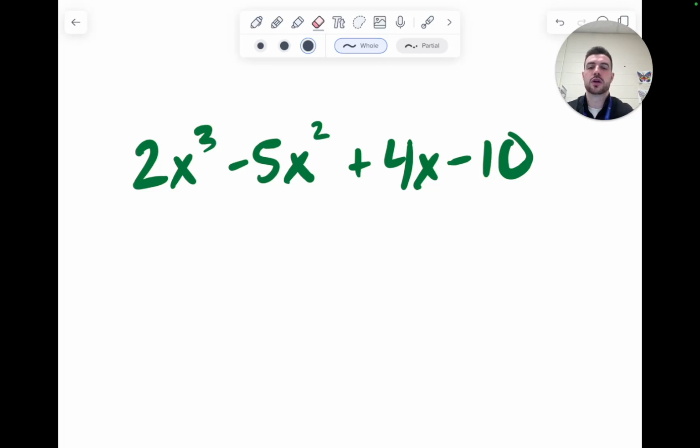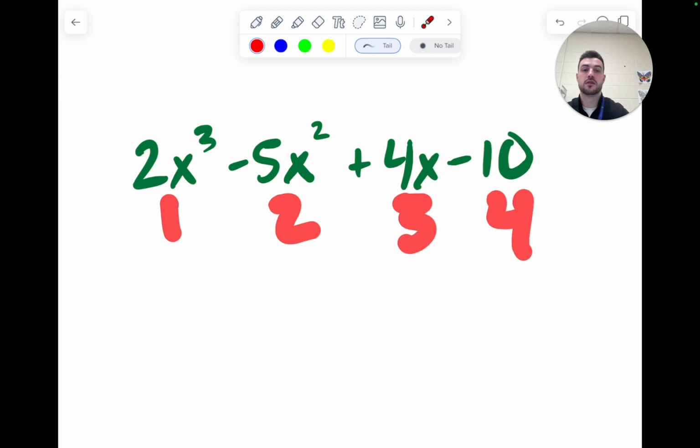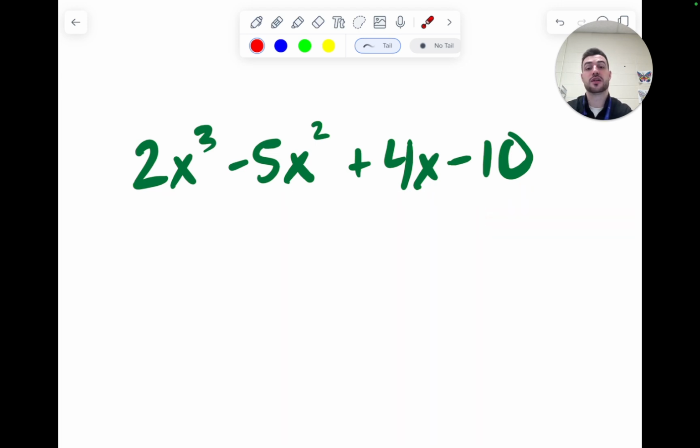Today what we're going to do is factor polynomial functions, specifically using the grouping method. Normally, what determines what method we are going to use to factor a polynomial is the number of terms that we have. As you can see, we have 4 terms here. So that's what tells me we are going to want to use our grouping method.